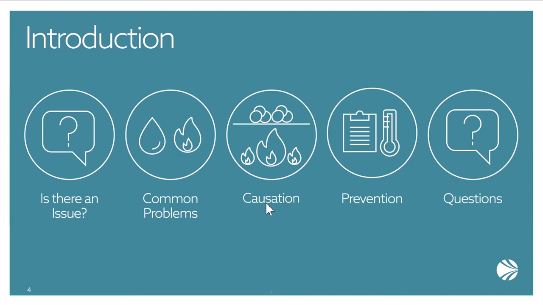Quickly, what we're going to be looking at, the clue is in the title. We're going to be seeing what the issue is. Can we prove that there is an issue? I'd like to think so. What are the commonest problems that we see on the soya bean trade? We're going to have a look at the causation, both from a practical and scientific point of view, and then we're going to look at prevention as well.